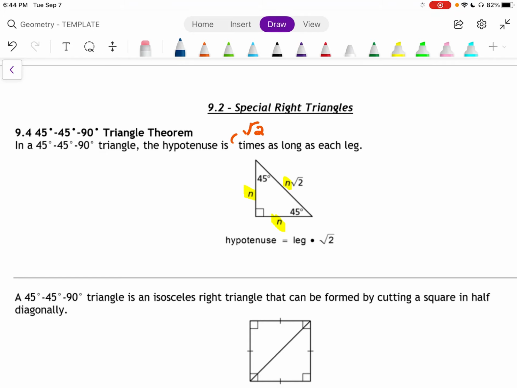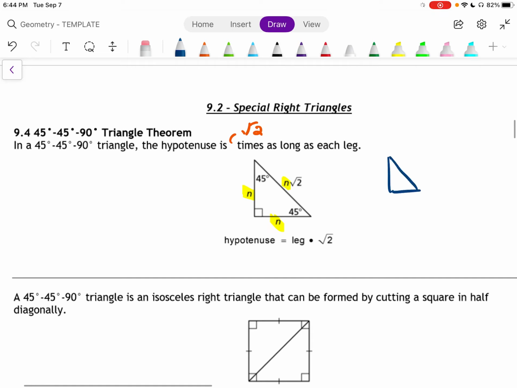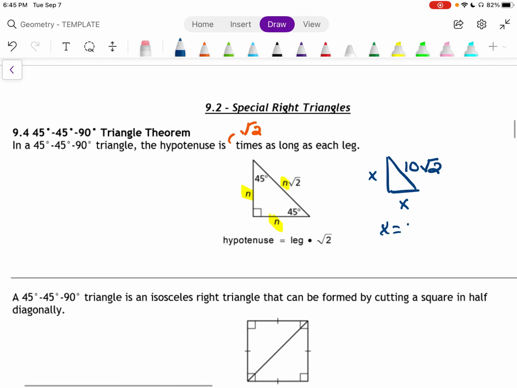Because some of the homework problems will have a 45, 45, 90 triangle, and it'll tell you, well, these are both x, and maybe this is 10 root 2. If you remember this picture, you know instantly that x equals 10. Right away you can say, well, x is 10.